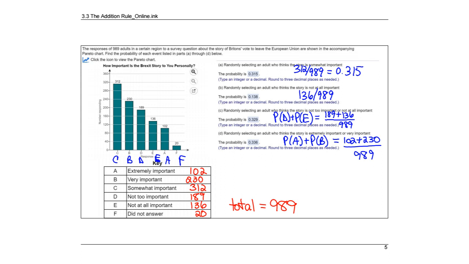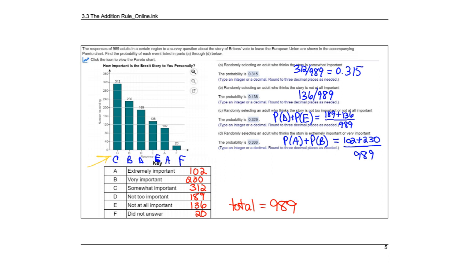Now you have to be careful because this is a Pareto chart. So it's not A, B, C, D, E, F. It's not in order of letters. It's in order of how much frequency you have. So C is actually the first pie chart here, or excuse me, bar, the first bar on the bar chart, not a pie chart.